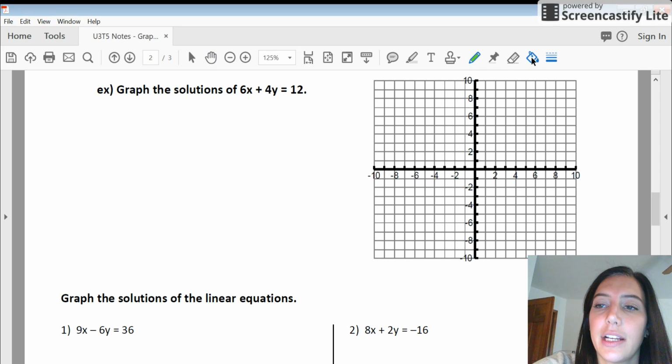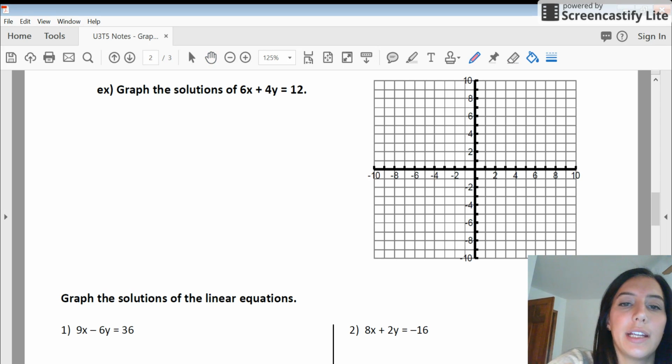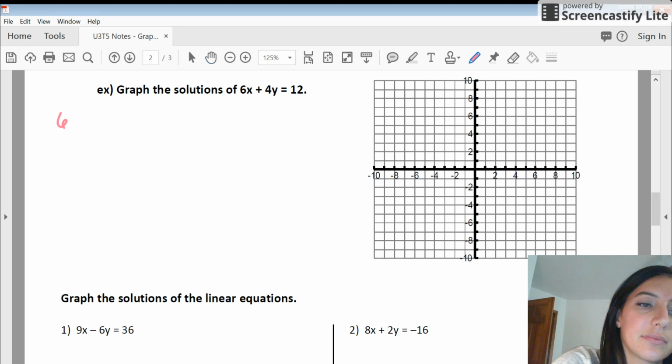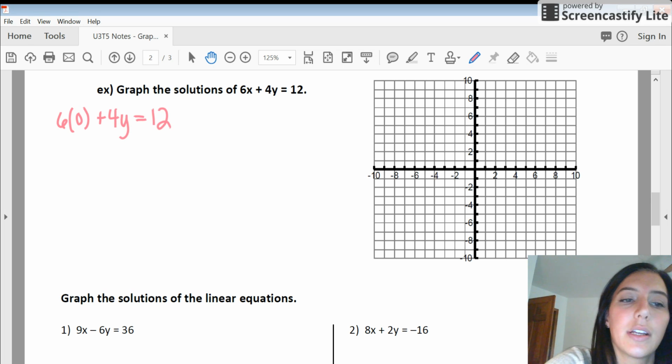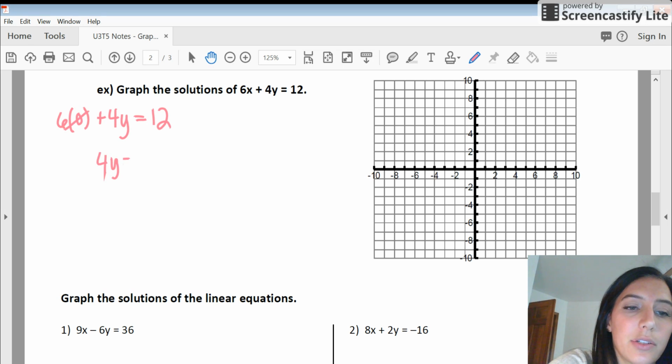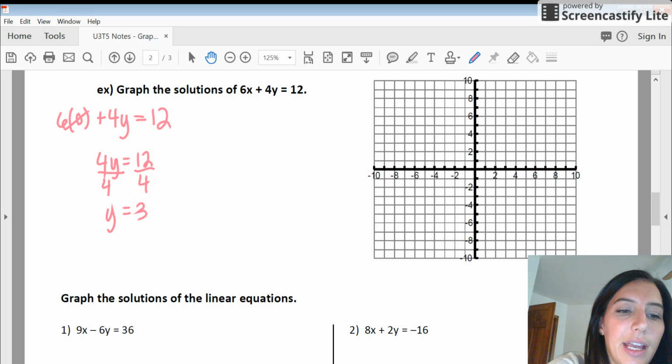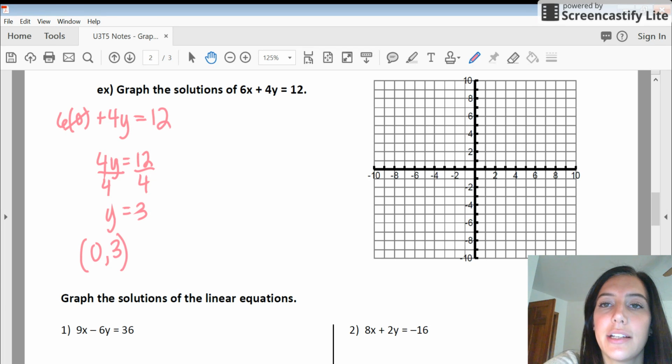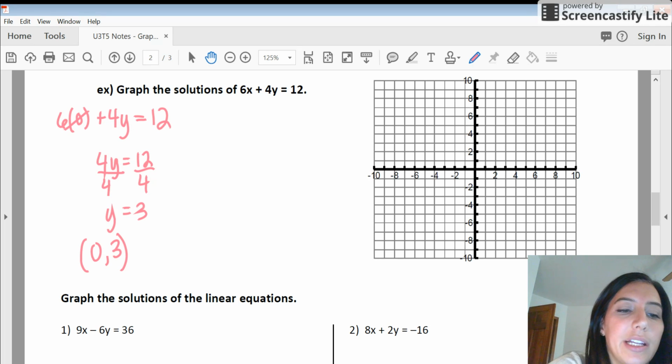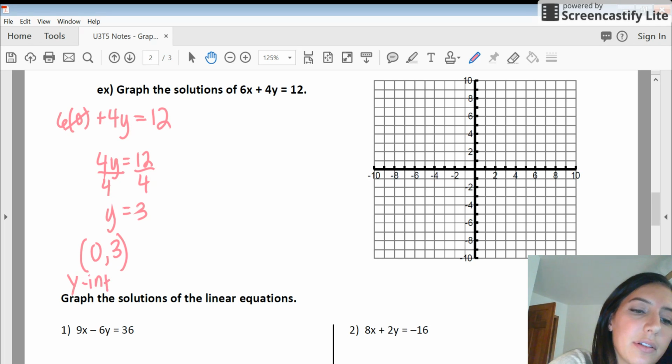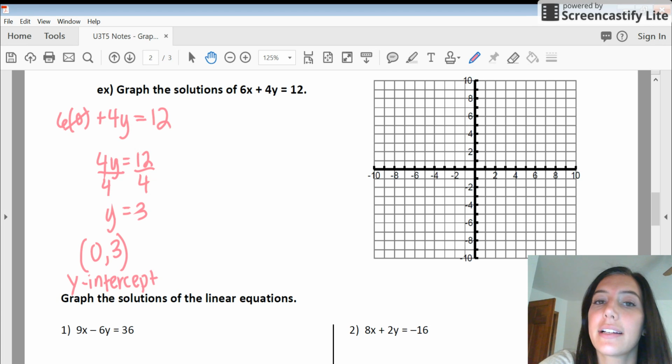So let's see what that looks like. We'll start by substituting in 0 for x. Okay, and now we're going to solve for y. So 6 times 0 is 0, so that is gone. So we have 4y is equal to 12. Divide both sides by 4, so y is equal to 3. So what does that mean? That means we substituted 0 in for our x value and got 3 as our y value. So that is our first intercept. This will be our y-intercept because we plugged in 0 for x.